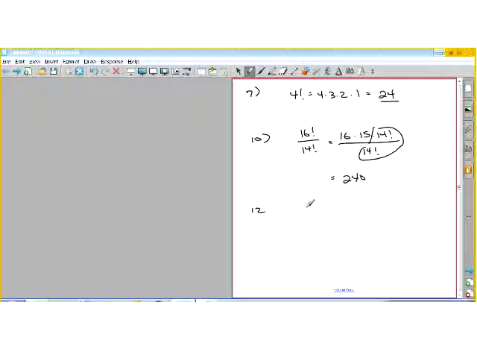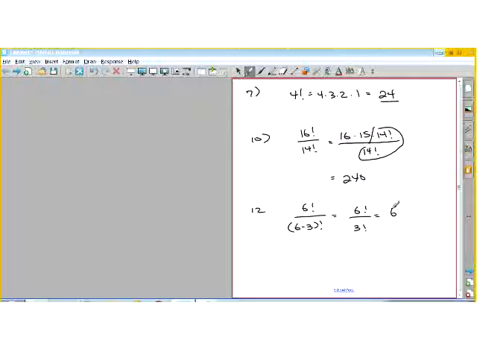And then we have 12, which is 6 factorial divided by 6 minus 3 quantity factorial. So when we have something in parentheses like this, we do the math first. 6 minus 3 leaves us with 3. So we get 3 factorial. It's not equal to 6 factorial minus 3 factorial. It's the quantity 6 minus 3, which is 3, and then you do the factorial.